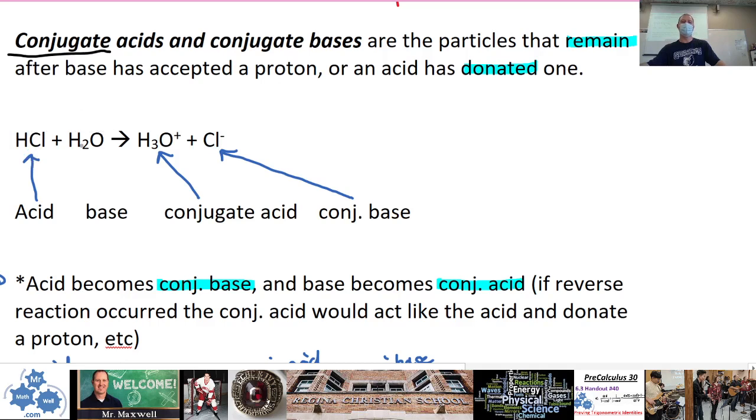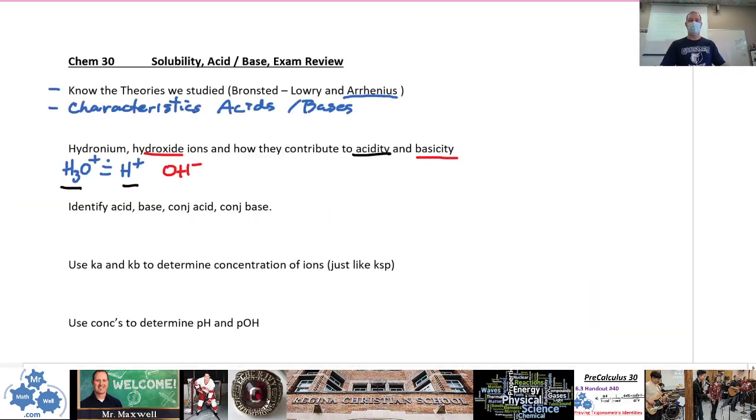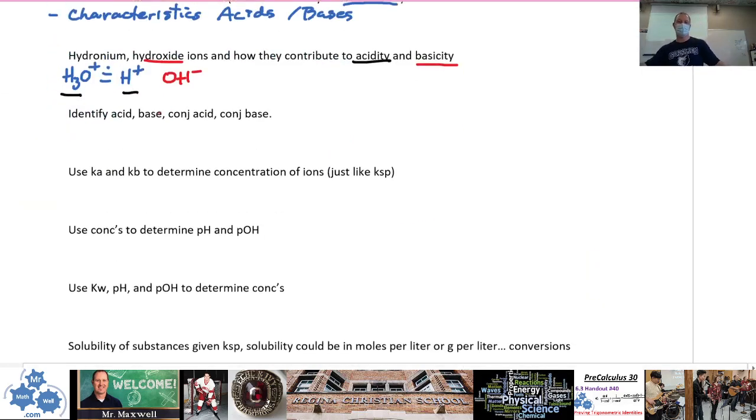So you should be able to identify these in a reaction, okay? And of course, conjugate means the same but opposite. So if this were to go back this way, then this would be the acid, right? This would be the acid, because it's going to donate this extra proton to make HCl over here. So donating a proton makes it an acid. So a base becomes a conjugate acid, and so on. Any questions there? We good? You should be able to identify those clearly given an equation. All right. So identify acid, base, conjugate base.